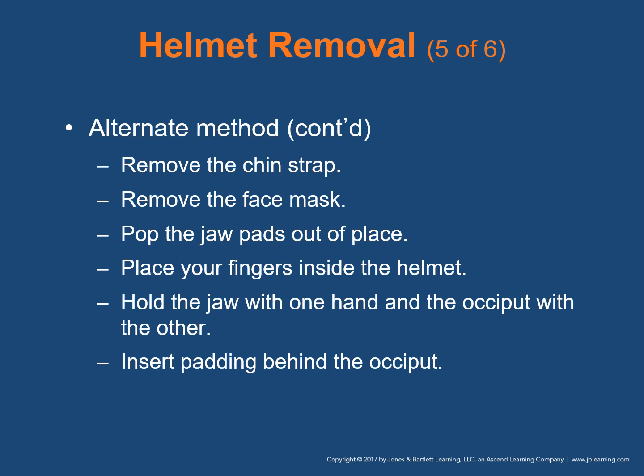Steps to the alternate method are: remove the chin strap, remove the face mask, cut or unscrew the plastic clips, pop the jaw pads out of place with a tongue depressor, place your fingers inside the helmet during removal of the helmet, and the person at the side of the patient controls the head by holding the jaw with one hand and the occiput with the other. Insert padding behind the occiput to prevent neck extension.